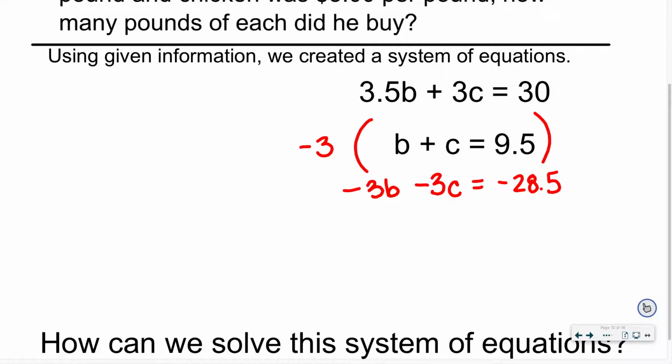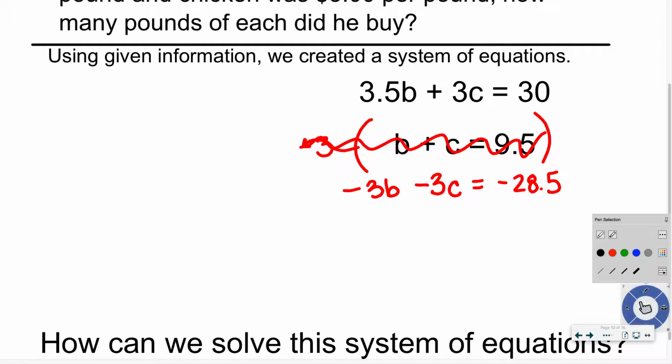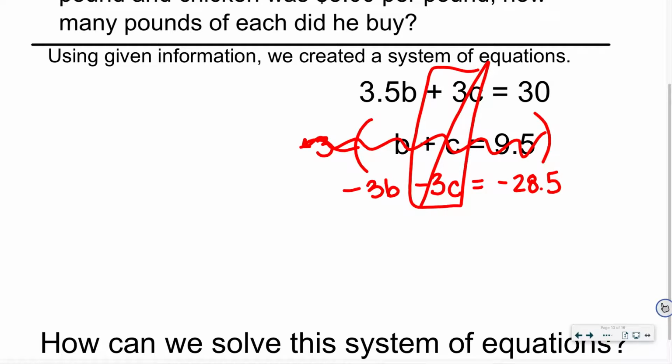Now, based on this calculation, I rewrote this equation. What eliminates? The 3 C's eliminate because they are opposites. What do I have for my B's now? 0.5. And what does it equal? Negative 19. So that's 0.5 B equals negative 1.5, a third... that's B equals 3. I got it.